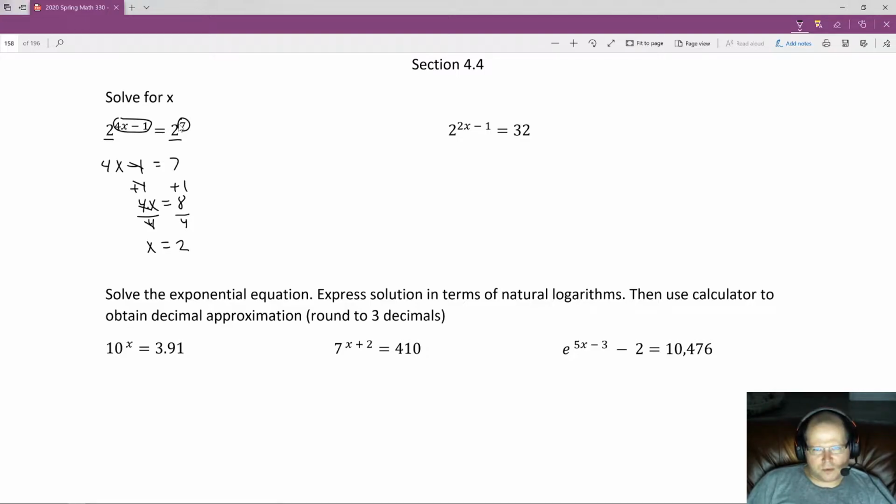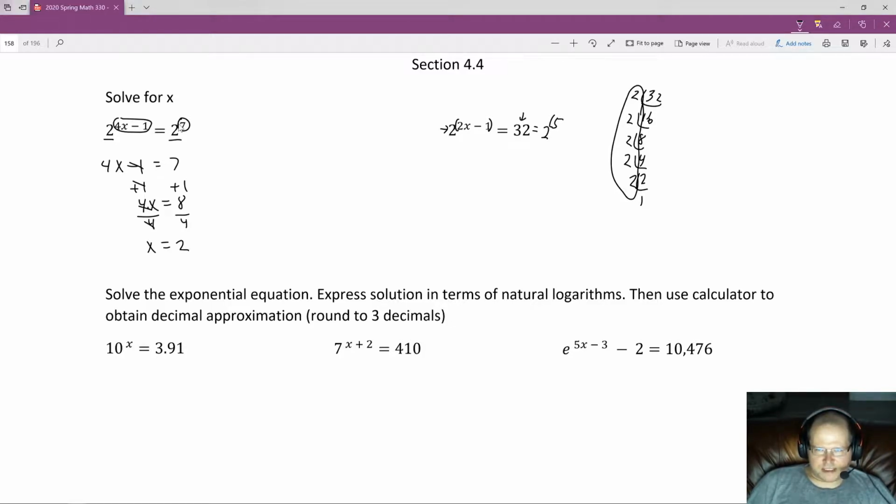Next one, we have 2 to the 2x minus 1 power. We can't do a prime factorization beyond 2 there, but we can do a prime factorization of 32. So 32 divided by 2 is 16, divided by 2 is 8, divided by 2 is 4, divided by 2 is 2, divided by 2 is 1. We got a 1, so we know we're done. And how many of those do we end up with? We end up with 5 of those. So that would be the same as 2 to the 5th power.